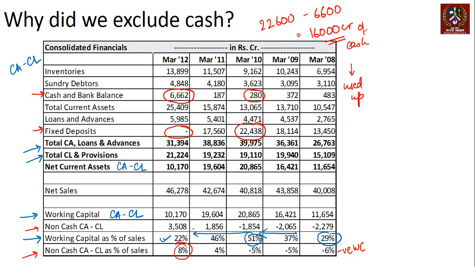Because cash has been used up, you find that if you are using the total formula of CA minus CL and not non-cash CA minus CL, you find that that number has gone down from 51% to 22%. That's because you've used up the cash and the cash has gone and moved towards fixed assets to build up capacity.